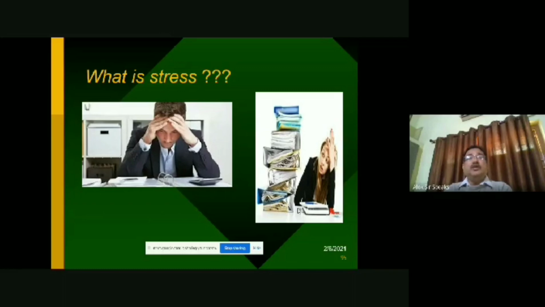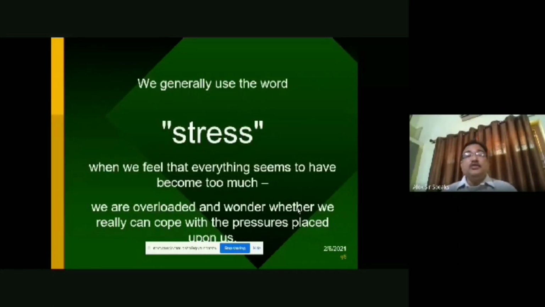So stress is something which is to be taken care of, which needs to be managed, so that we protect ourselves from physical illness, we protect ourselves from mental depression and mental illness, and we can perform in our workplace and in our social activities in a more effective and efficient way. So we generally use the word stress when we feel that everything seems to have become too much. Sometimes we get stressed because a lot of thoughts are generated in our mind from different directions on different issues.